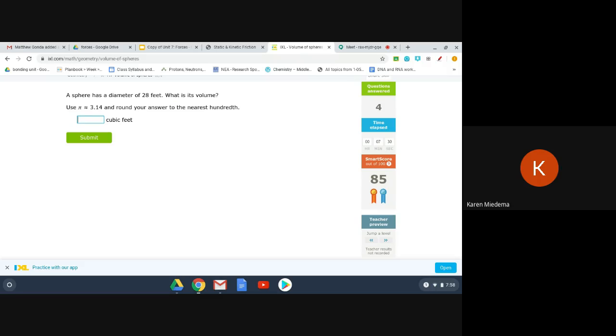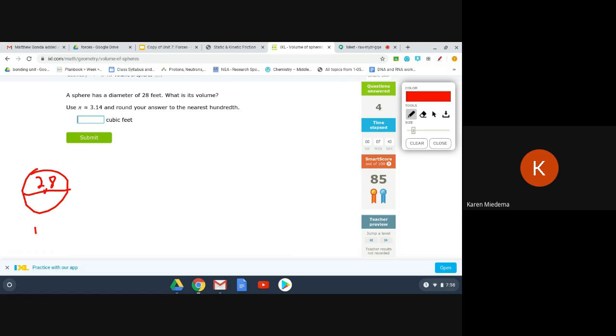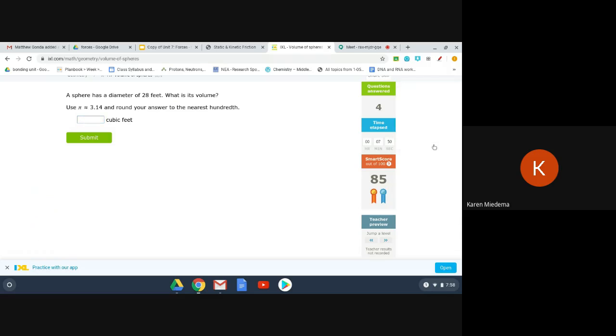Okay, I did one very similar to this. I'm just going to start this one for you. It told you that the diameter is 28, meaning all the way across, which means that the radius is half as much. So the radius would be 14, and then you use the same formula as before.